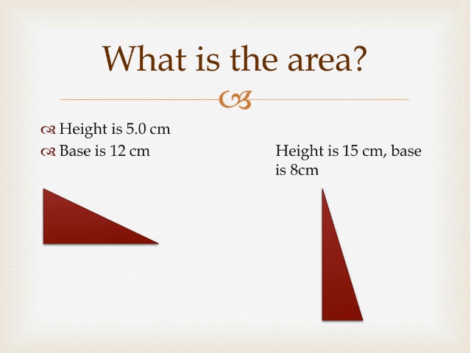So let's look at a couple of problems here. What is the area? For this one, the height is 5.0 centimeters and the base is 12 centimeters. Now you'll notice that right down here, we have a right angle. Right in that corner. So we know that we can measure these quite easily. We measure the base and we measure the height. So let's get our calculators out. Base times height divided by 2.